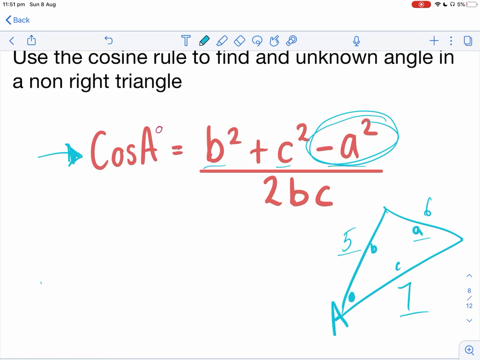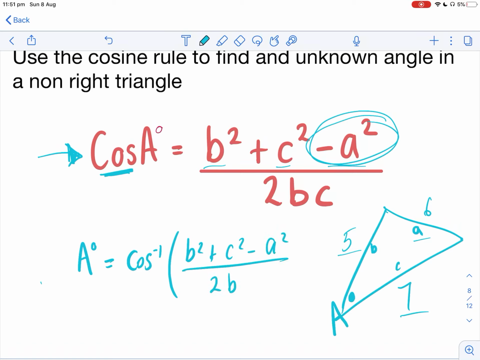And again, with this rule, remember when we're trying to find the angle, same as with the right angle trig, you take the inverse. So to find that angle, it would actually be cos to the minus 1 of b squared plus c squared minus a squared on 2bc.